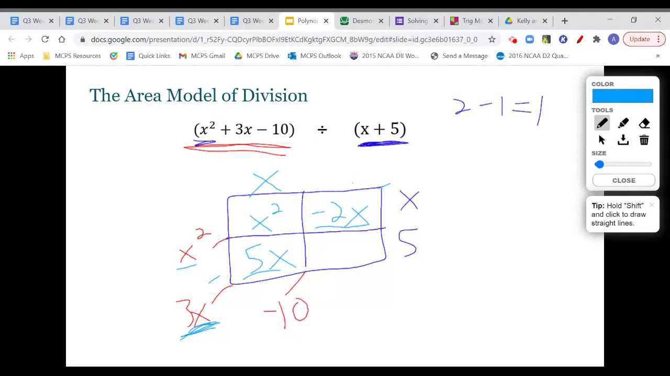I need to figure out what do I multiply x by to get to negative 2x. Multiply that by negative 2. And multiply negative 2 times 5 to get negative 10. And I'm all done. You'll notice that this negative 10 matches what is in here. That means that I have a remainder of 0, so there is nothing else to go with my answer. And my final answer is x minus 2.